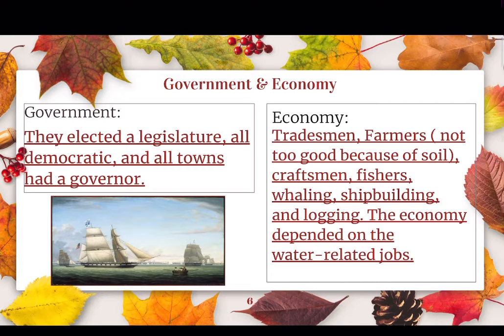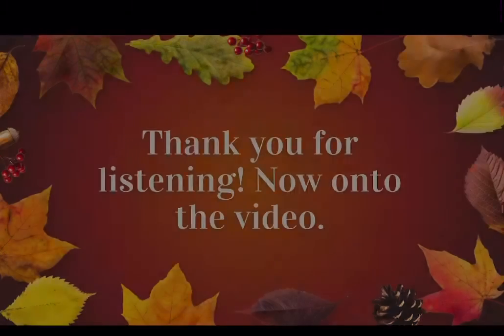Government and economy in the New England colonies. Government. In the New England colonies, they elected a legislator. It was all democratic, and all towns had a governor. Economy. Tradesmen, farmers, craftsmen, fishers, whaling, shipbuilding, and logging were all jobs that helped the New England colonies thrive.